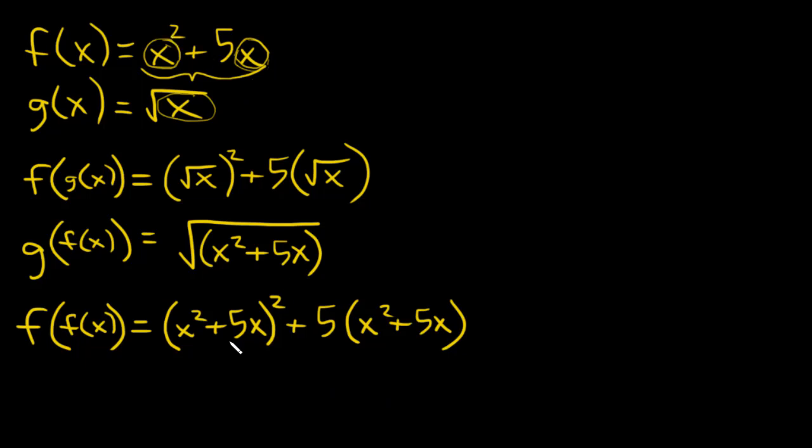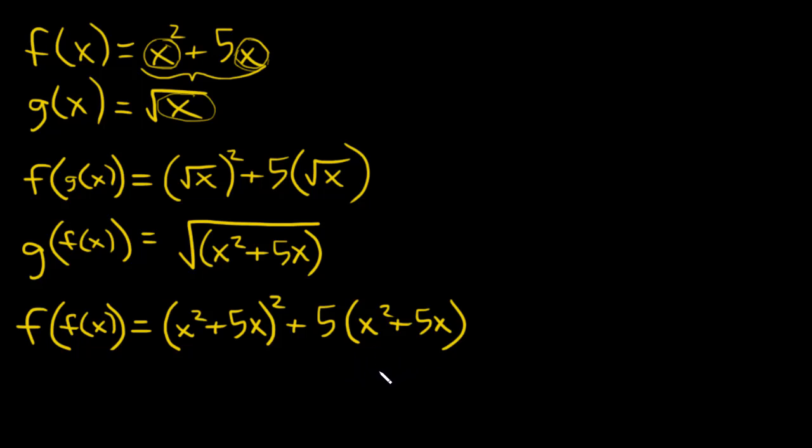This is as confusing as it gets, but every x in my original expression gets replaced by the entire f of x. So instead of x squared, it's x squared plus 5x, squared. Instead of x, it's x squared plus 5x. That's the limit of confusing. If you can follow this, you can do any composite function I can throw at you. It can't get worse than that.